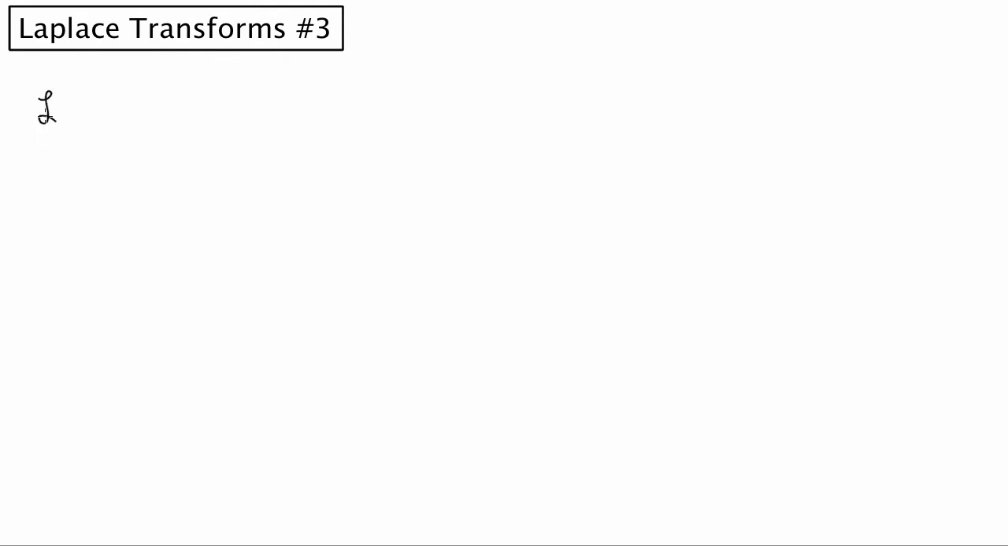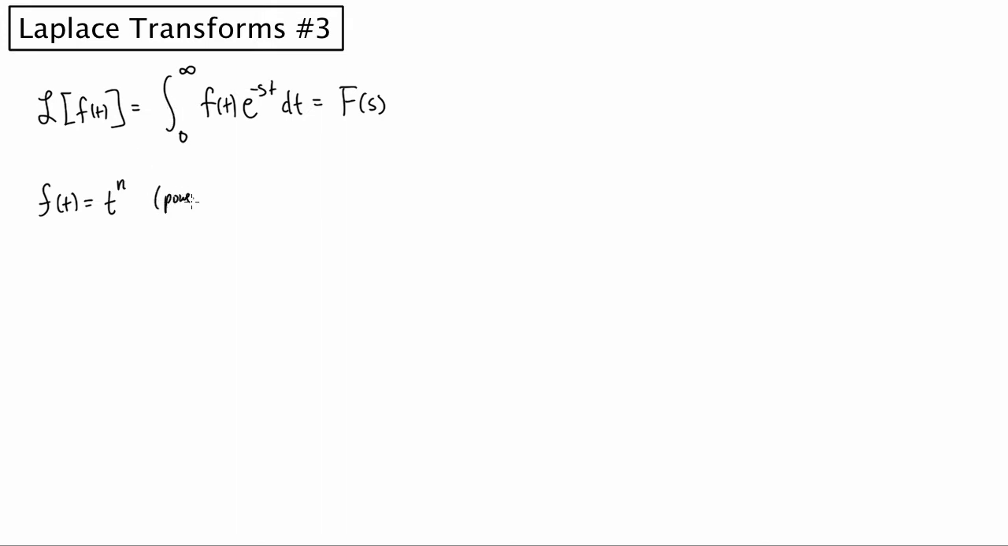So the Laplace transform of the function f of t is defined to be the integral from 0 to infinity of f of t e to the minus st dt, and that integral is a function of a frequency variable s. Now, for this particular problem, I'm interested in looking at what happens when I try to take the Laplace transform of t raised to a power. In other words, we're looking at power functions.